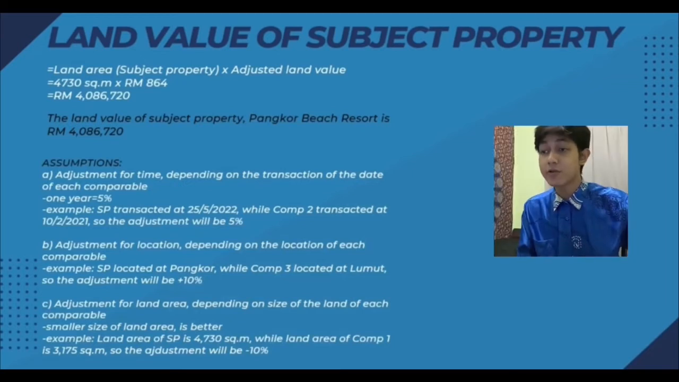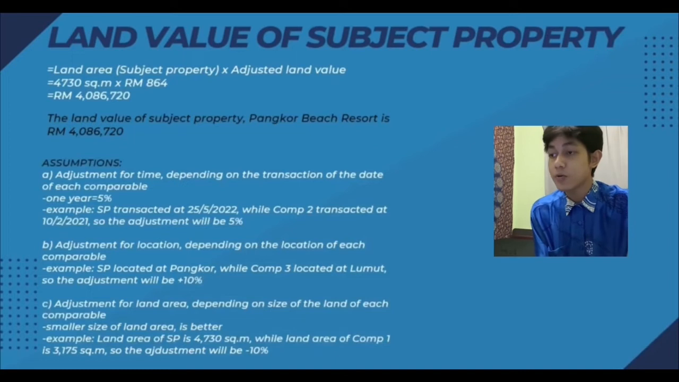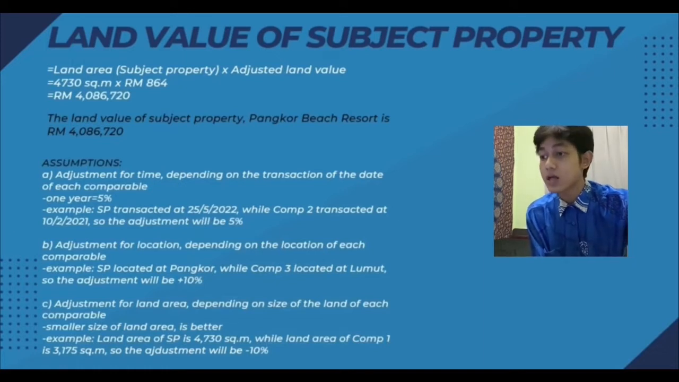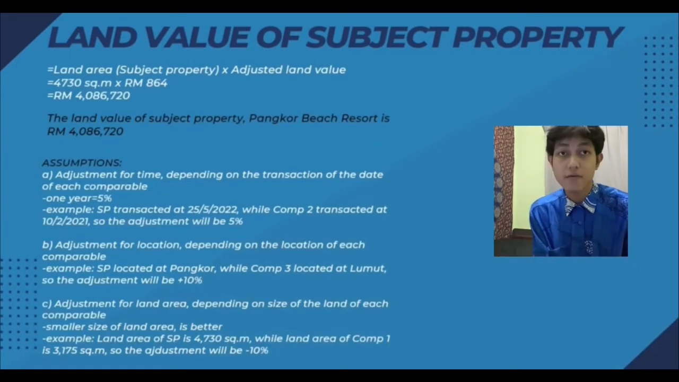Next, adjustment for location. It depends on the location of each comparable. According to the appendix, the subject property is the best location among the comparables. The third adjustment is adjustment for land area. It depends on the size of the land of each comparable. Based on the principle of comparison, the smaller land area is better, because it gives a lot of opportunity, especially to people with low income, to buy that property.